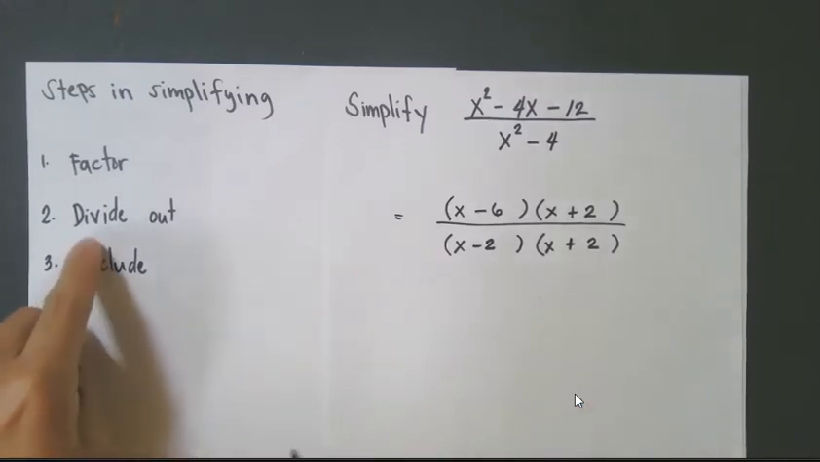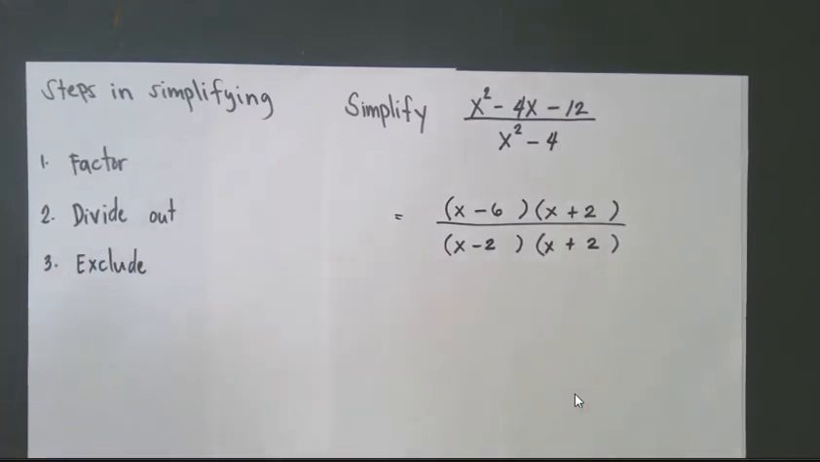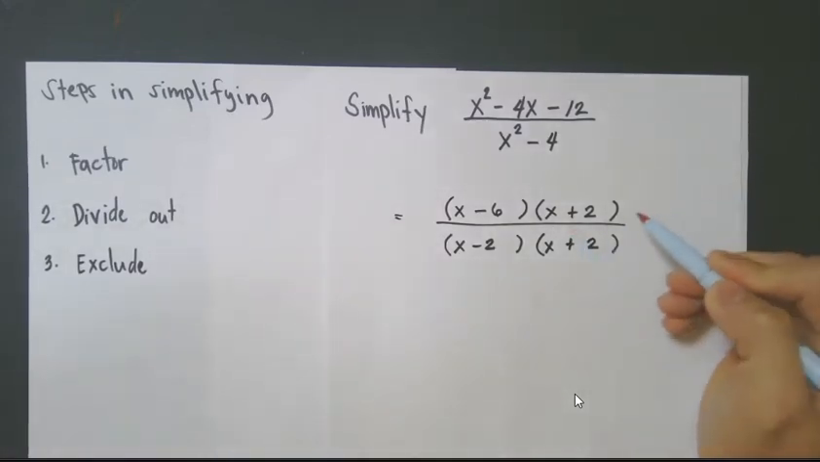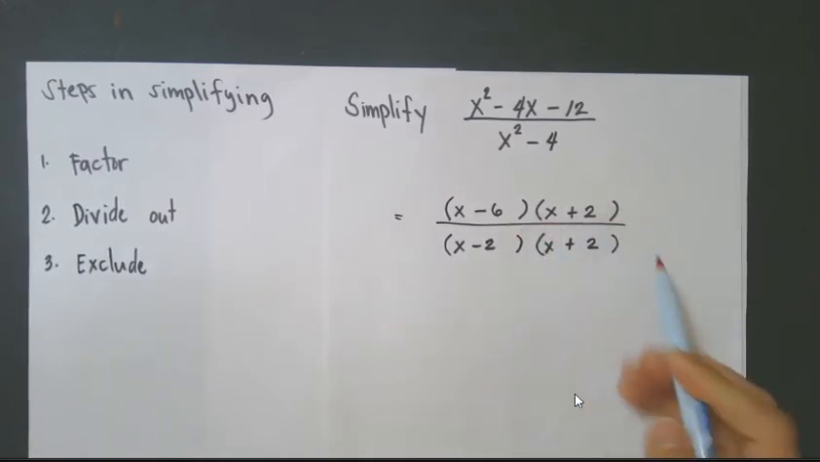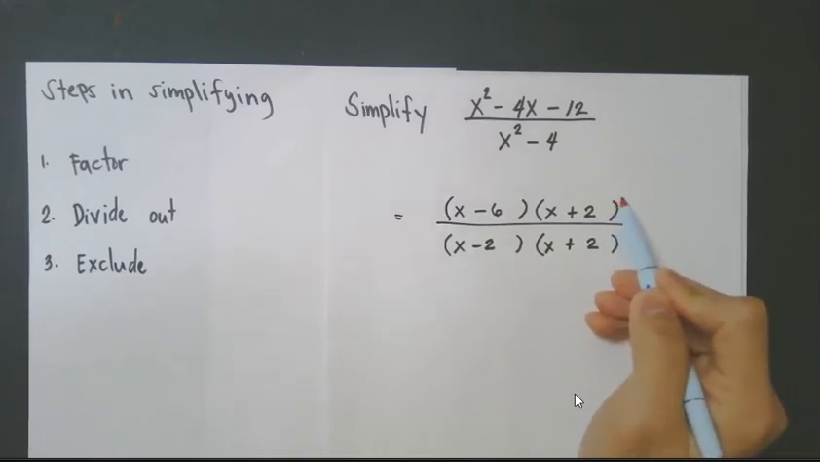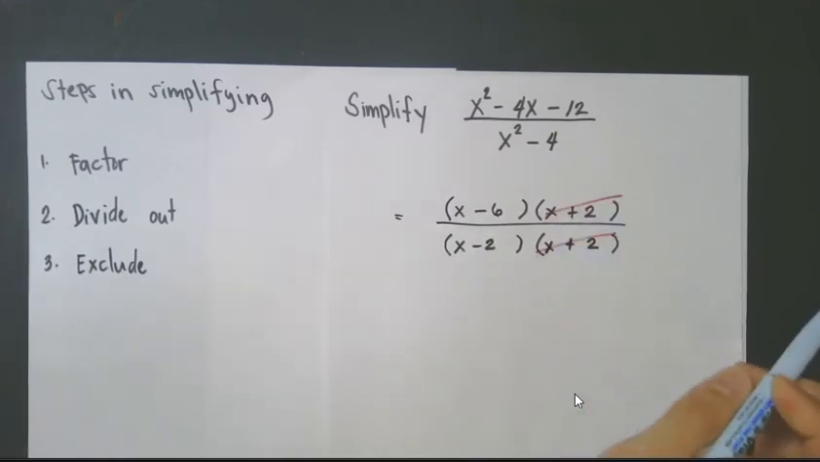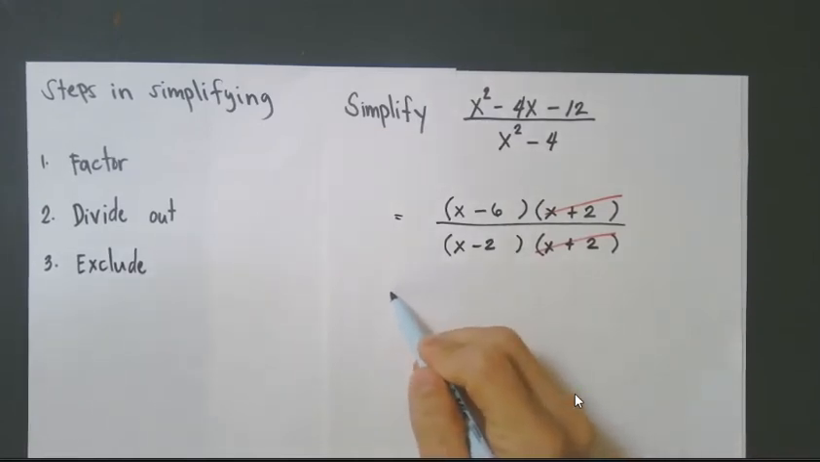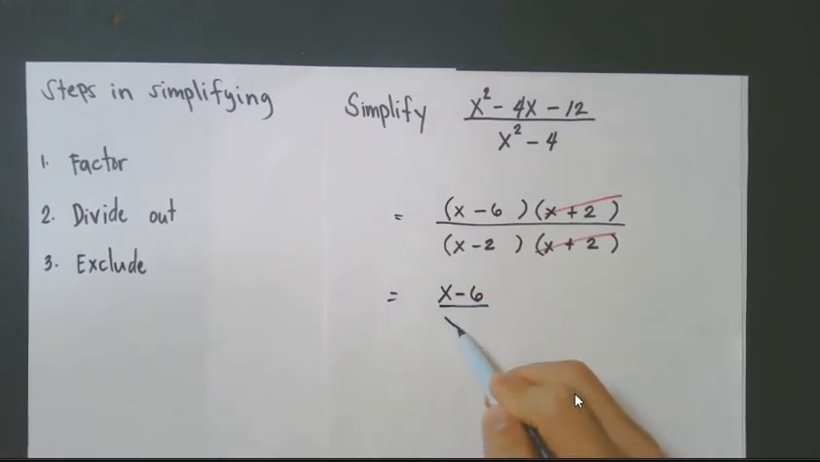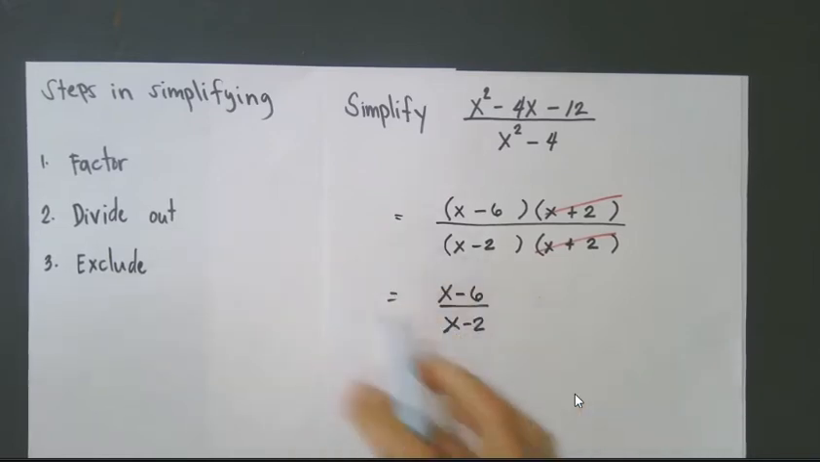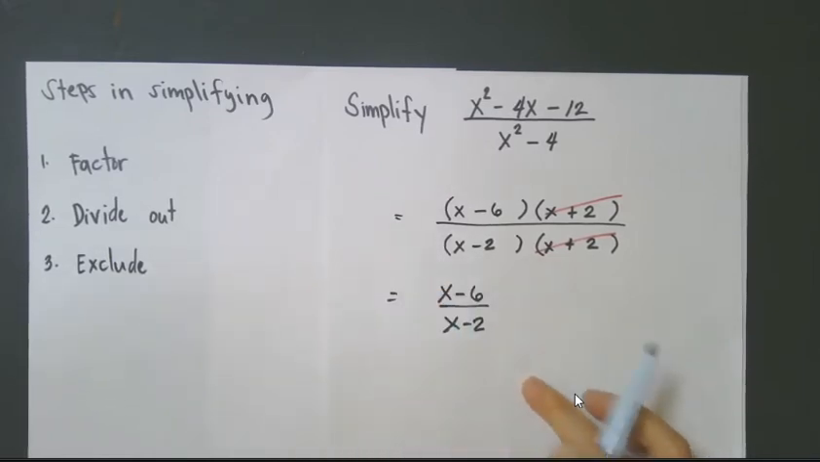Now, step two will be divide out. When I say divide out, you want to look for common factors in the numerator and denominator. So in this case, x plus 2 is a common factor. So we would divide those out. And now we're left with x minus 6 over x minus 2. So that is the simplified form now of this expression.